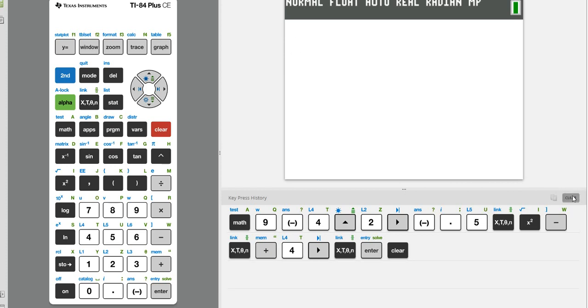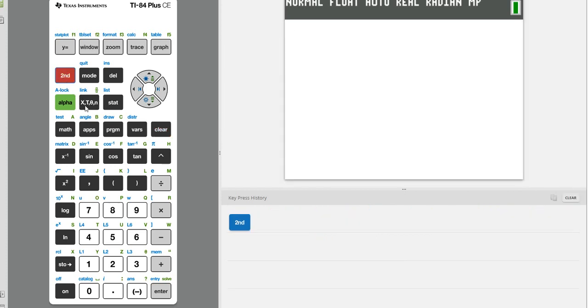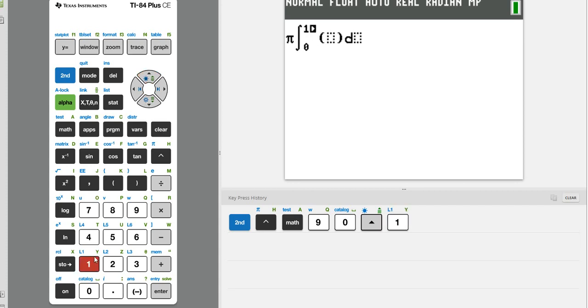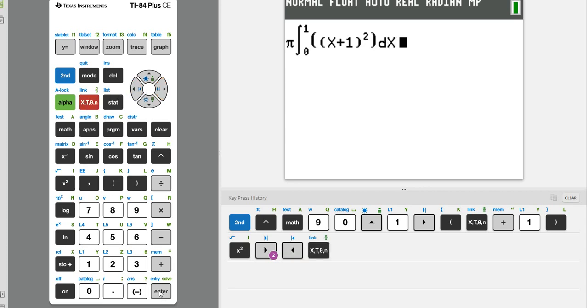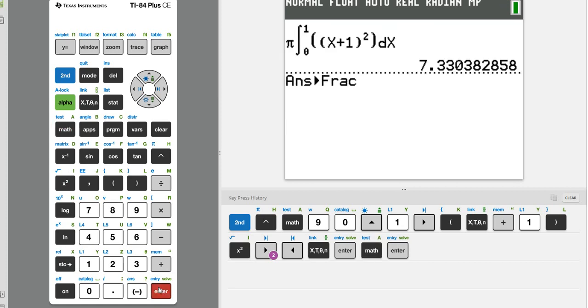Let's clear this out. If I type in my integration like this, pi times math 9, integral from 0 to 1 of x plus 1 squared. Now you got to come inside the parentheses and put x plus 1. You'll need 2 sets of parentheses: x plus 1 squared, and then a dx. It's going to give me a nice numerical answer, but when I hit my favorite key, the math key, answer to fraction, it's just going to give me the same numerical answer. I'm like, well, that's not helpful. My instructor wants an exact answer.